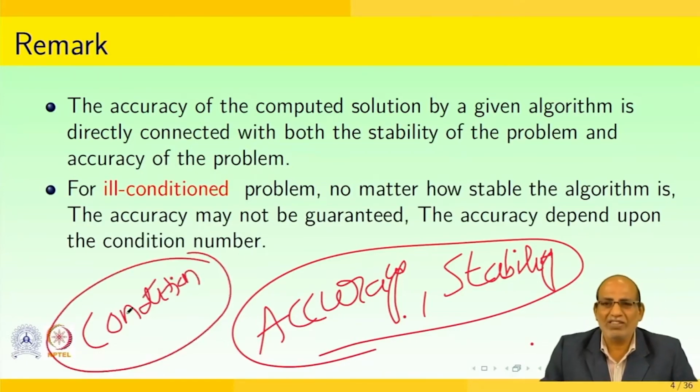So that means the stability would almost capture the accuracy, the way the definition looks. That is, for an ill-conditioned problem, no matter how stable the algorithm is, the accuracy may not be guaranteed. The accuracy depends upon the condition number. So essentially, if you catch hold of the stability, many of the problems would get settled. So therefore, it is a very, very important problem. And to know the stability, you need to compute the condition number.